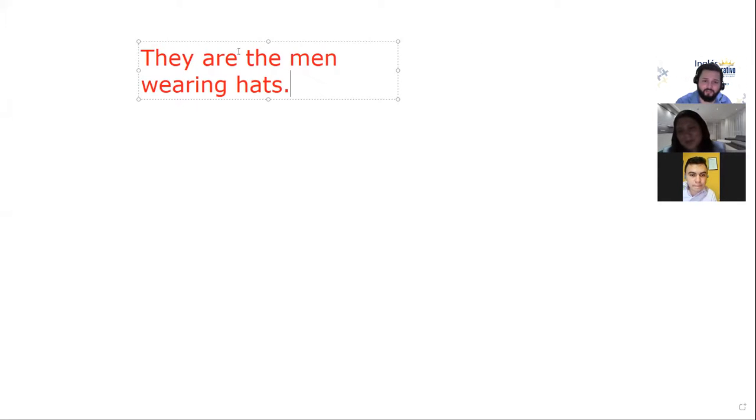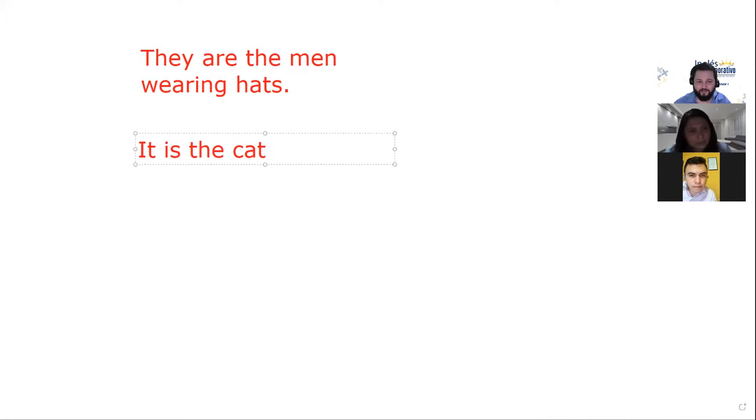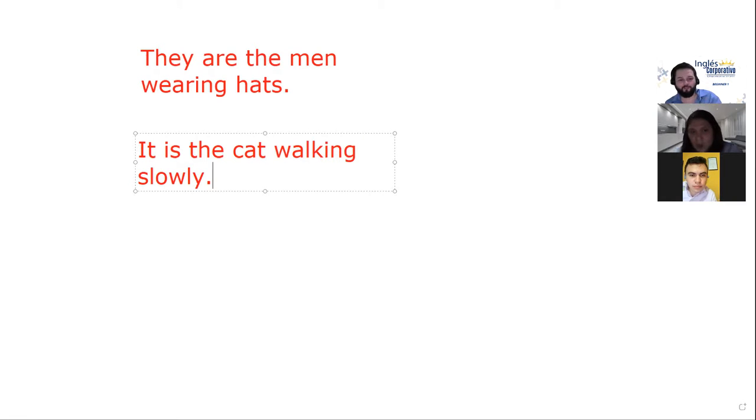Ellos son los hombres que están usando sombreros. Llevando sombreros, puestos. Got it? So you need this part here: the man, the boy, the girl, the animals. It's just that you need to specify. You can say it is that cat, okay? Tienes que especificar qué es o quién es. Is the cat without one. Without one what? Without the tail. El es el gato, is the cat walking slowly, right? El es el gato caminando lentamente.